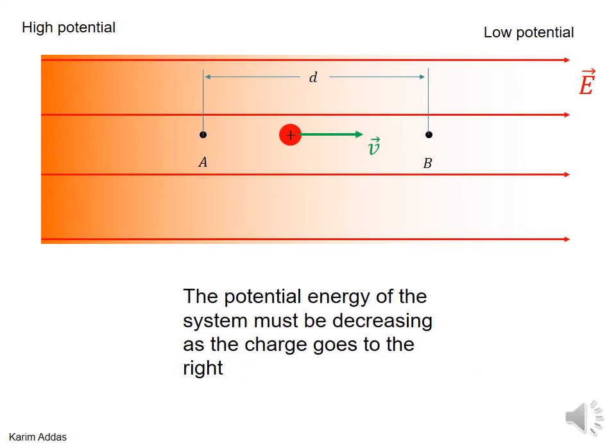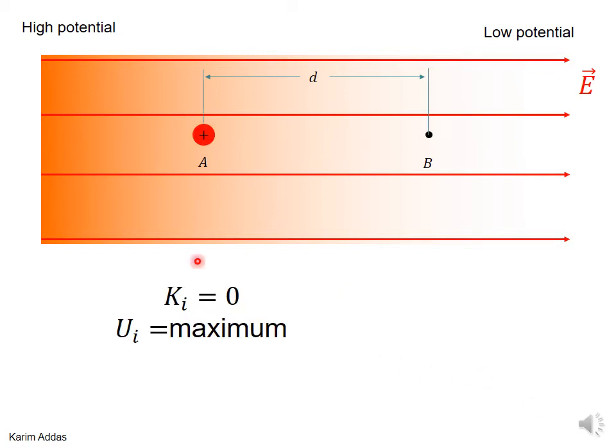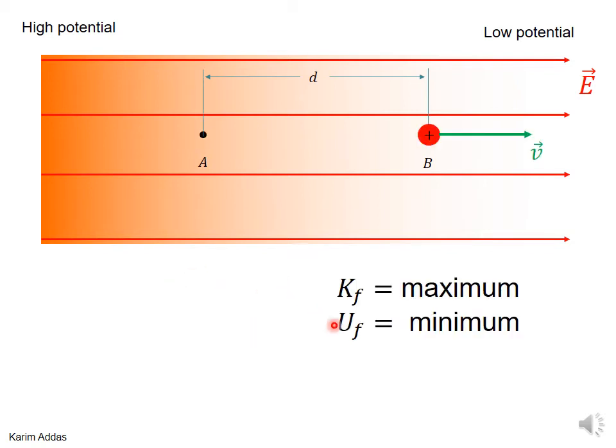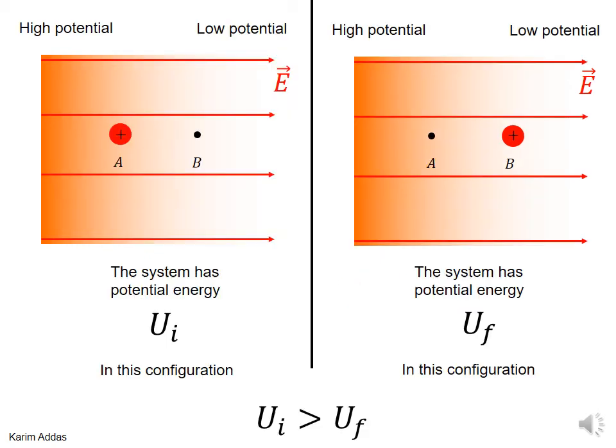That means that the potential energy gets lower when you go to the right. The potential energy is large here when the charge is at this location, and as you go to the right, the potential energy gets lower. In the initial position, the electric potential energy is the maximum for the whole system, and the kinetic energy is 0. In the final situation, the potential energy of the system is minimum and the kinetic energy is maximum. So this is basically what you have.